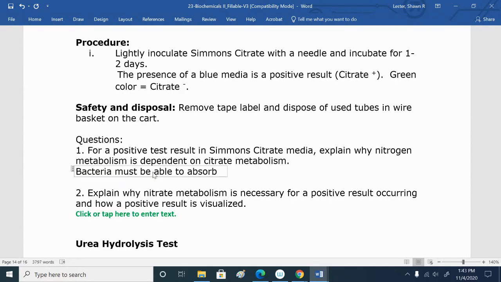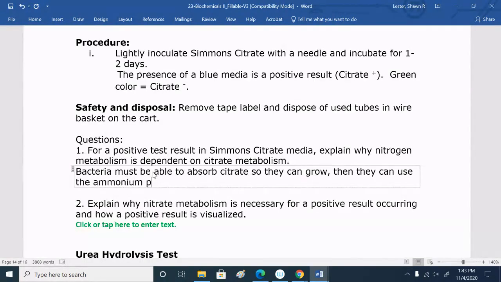First, absorb the citrates, right? Because it's the only carbon source. So they must be able to absorb the citrate so they can grow. Then they can use the ammonium phosphate and produce ammonia, which raises the pH and the tube turns blue. But they can't use the ammonium phosphate unless they're able to grow. So they have to be able to absorb the citrates, and then they can grow and use the ammonium phosphate.